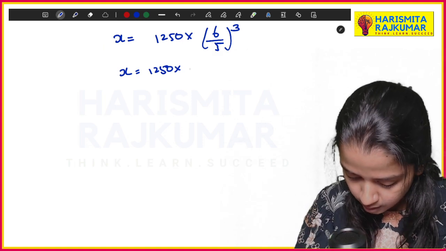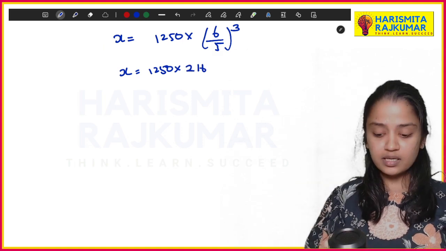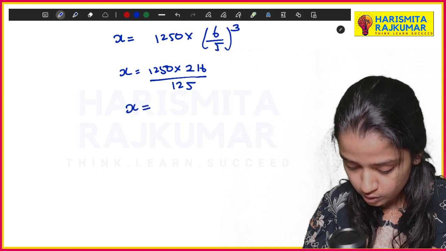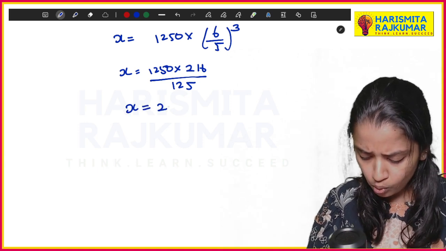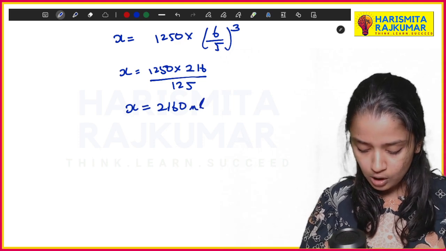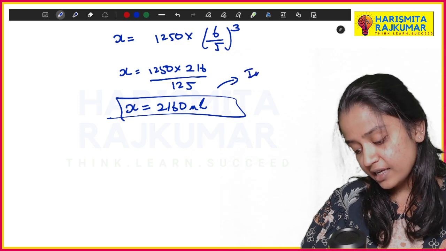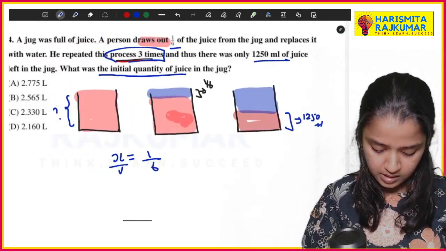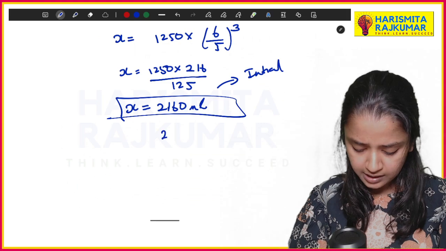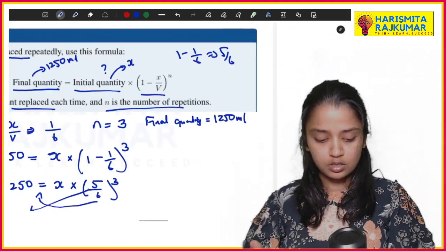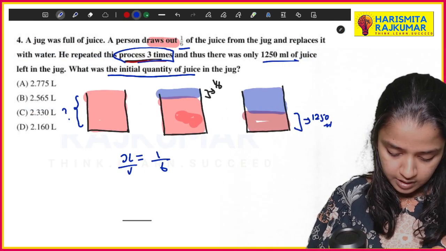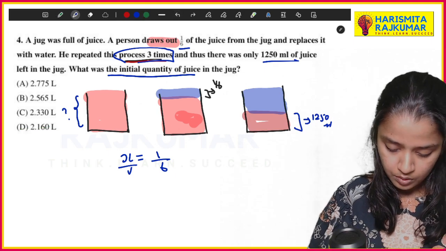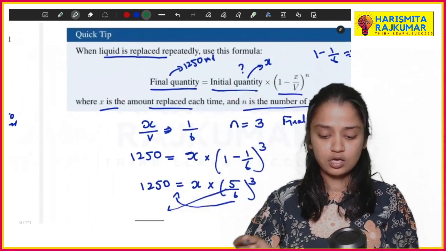I will be getting 6 cube is 216 and 5 cube is 125. So when I further do it, x is equal to, I'll be getting 2160 ml. So this is your initial quantity of juice, right? So the initial quantity of juice is 1.60 liters when I convert it from ml. So your answer for this will be 1.60 liters. So this is your final answer.